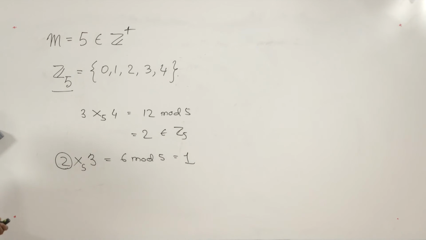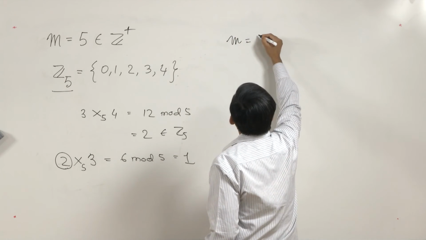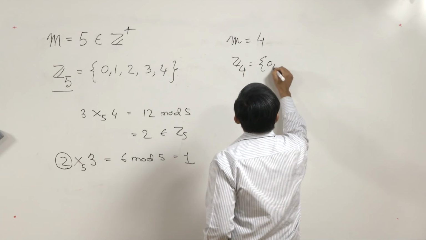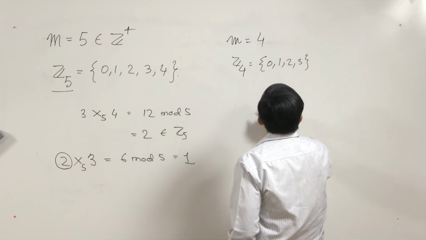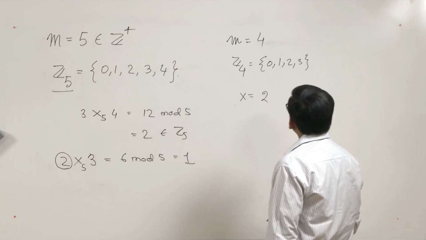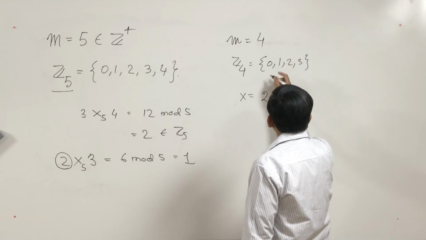But this is not always true. Let us consider where the modulus is 4. So, Z sub 4 is 0, 1, 2, 3, and now let us take x as 2. Now, we can multiply 2 by all the other integers here.